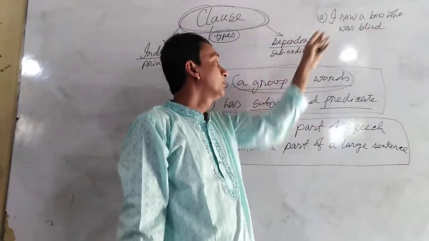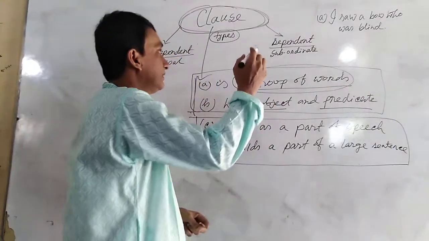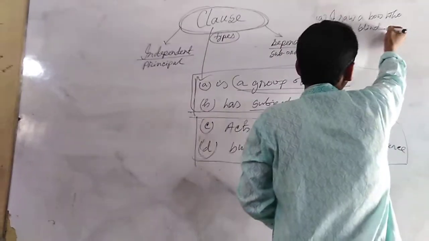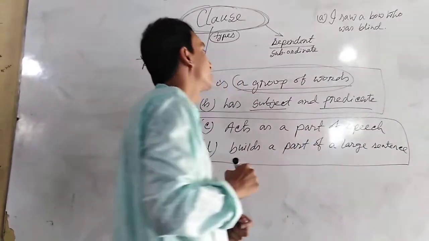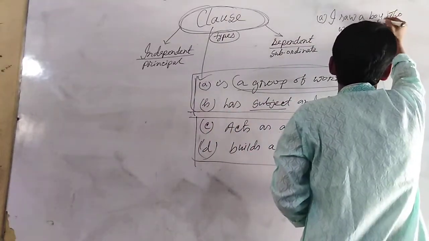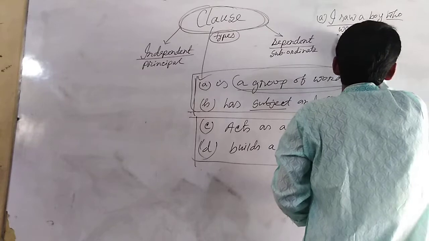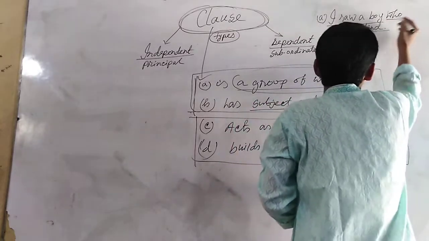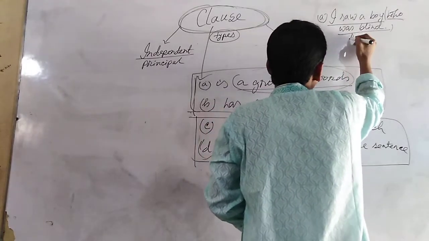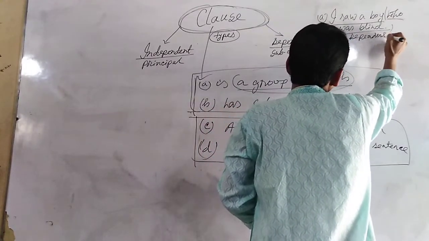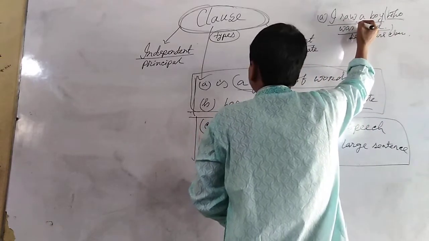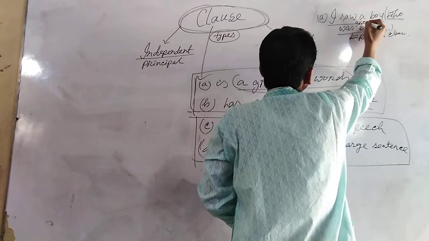Through this example, I will try to prove that this sentence is a complex sentence, and this sentence has two clauses. I saw a boy who was blind. Who was blind? This portion is dependent clause. And I saw a boy, this is independent clause.